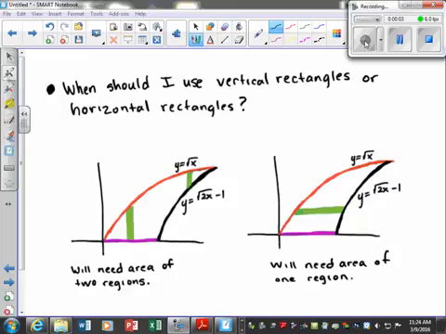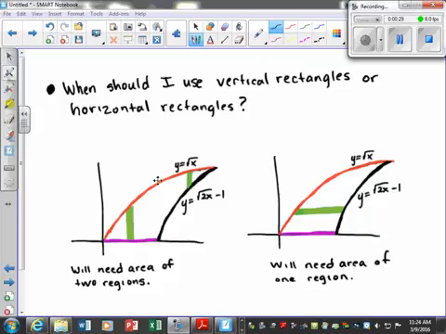Okay, so the question is, when should you use vertical rectangles or horizontal rectangles? Some of your homework examples will say find the Rx region or tell you specifically that, and some will say use the RY region. But if they don't, if they just give you two functions and say find the area, then you have an option. Now let's look over here to the left first of all.